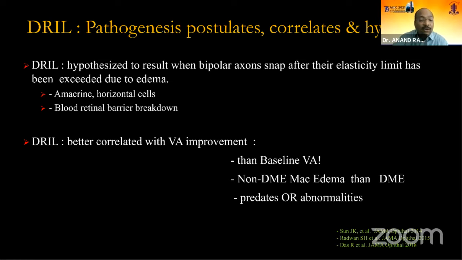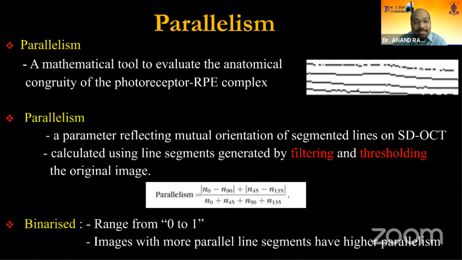and it predates all the other abnormalities that we're talking about, ELM, EZ, etc. Now, parallelism is a mathematical tool that's come very recently, a very interesting one, to evaluate the anatomical congruity of the photoreceptor RPE complex. It is a parameter reflecting the mutual orientation of these segmented lines on SD-OCT, calculated using line segments generated by filtering and thresholding the original image with this complex formula.